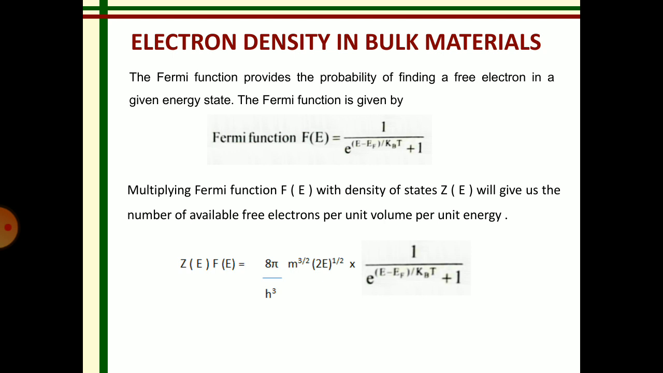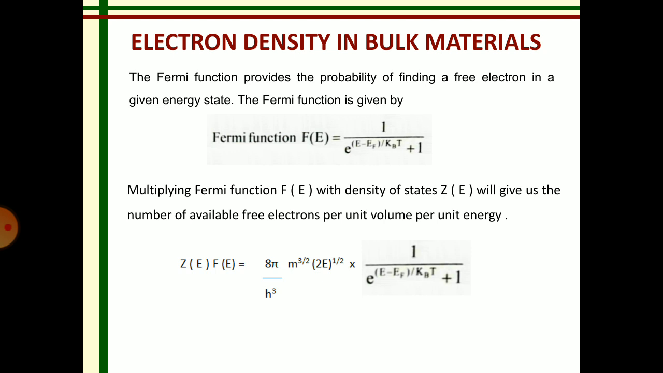Here we have to take the Fermi distribution function f of E. We know the definition: the probability of finding a particle in a given energy state is given by the Fermi function f of E. We know the equation f of E is equal to 1 by 1 plus e power (E minus Ef) divided by kBT. Multiplying the Fermi function with the density of states, we will get the number of available energy states per unit volume per unit energy.